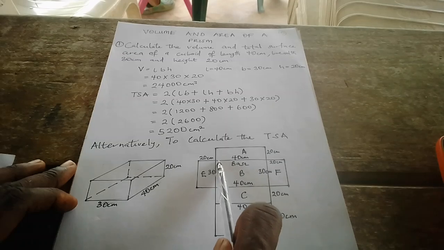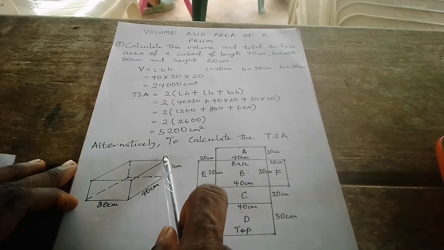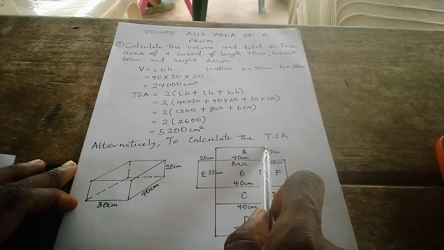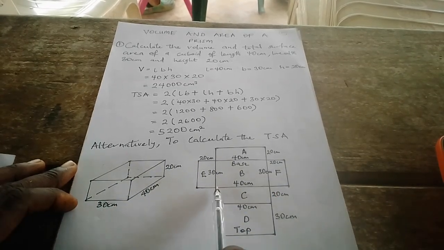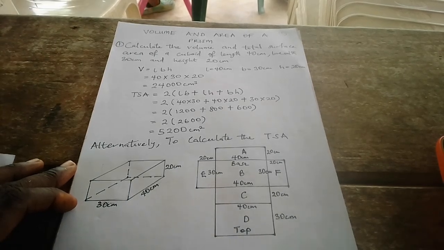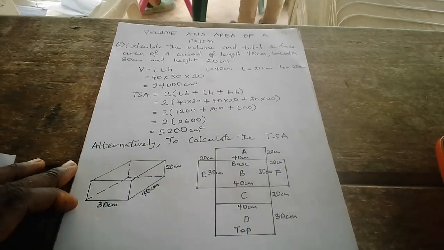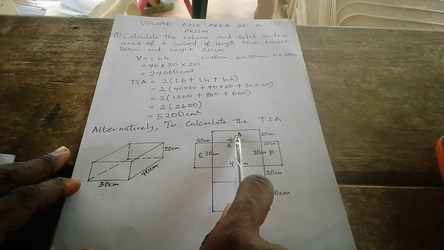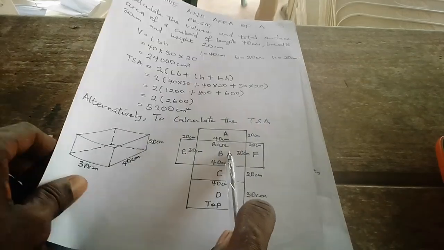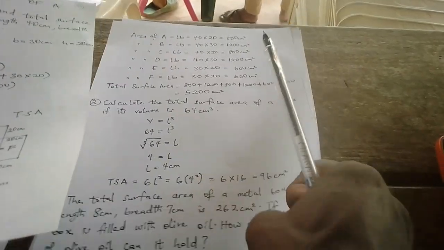You know the base is what? 40 times 30. So the side that is here is what? 40 times 20. Then this other side also is 40 by 20. The top is also 40 by 30. Then the side here should be 30 by 20. So that means you look for the areas of this side A, area of B, area of C, area of D. So that's what we are going to do now.